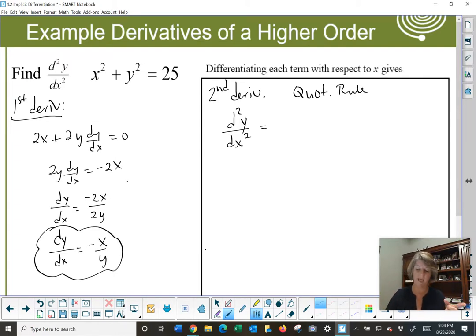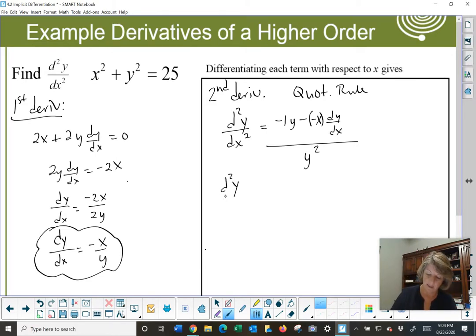All right, derivative of the top would be -1 multiplied by the bottom, which is y. Subtract derivative of the bottom, which is dy/dx. Notice I just moved over because I'm going to put the top in front of it. So I've got derivative of the bottom times the top, all over bottom squared. And it's looking really nice right now. Let's simplify. So I get second derivative equals -y plus x dy/dx over y squared.